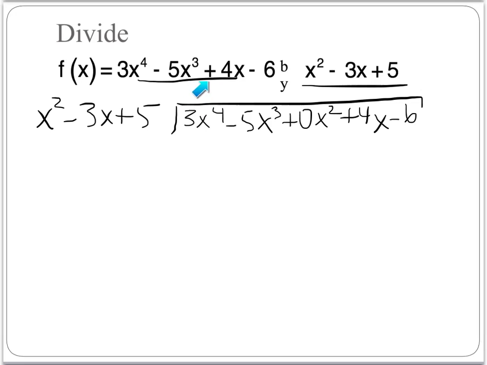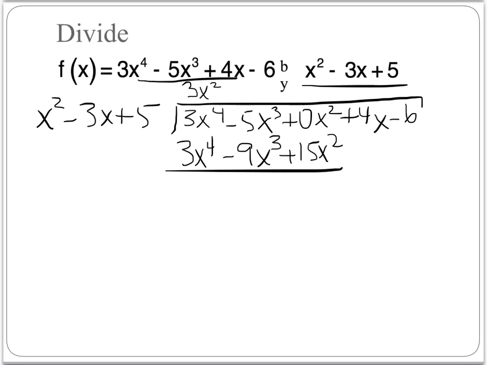Now we have to figure out the number that goes up here, what I'm going to multiply x squared by to get 3x to the fourth. In order to get 3x to the fourth, I'd have to multiply times 3x squared. Now I multiply this times the entire polynomial over here and put it underneath this polynomial here. So 3x squared times x squared gives us 3x to the fourth. And then 3x squared times negative 3x gives us negative 9x cubed. And then 3x squared times 5 gives us a positive 15x squared.